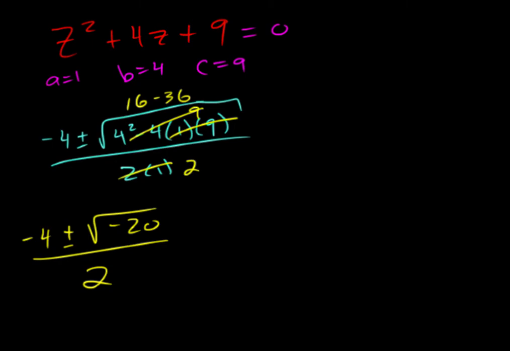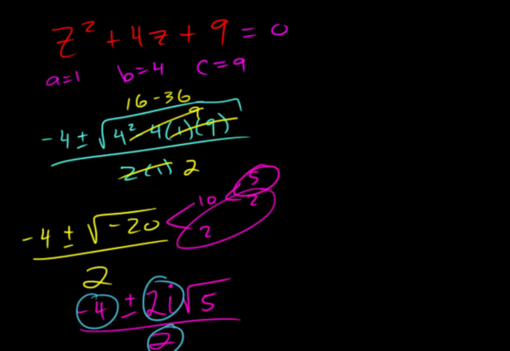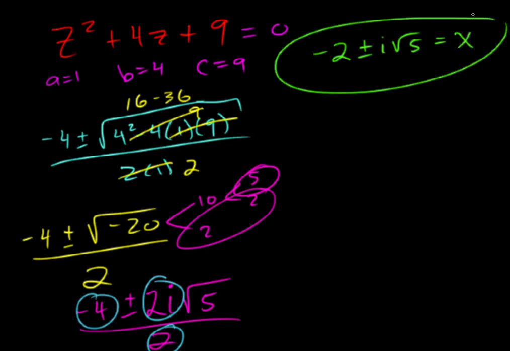Alright, so we want to break this up: 10 and 2, 2 and 5. The negative comes out and we get an i. These 2's can come out, so it's 2i. The 5 has to stay back, and we still have our plus or minus, and 2. Since these are all divisible by the same number, we can divide that. So we get negative 2 plus or minus i root 5. Okay, so those are our zeros.